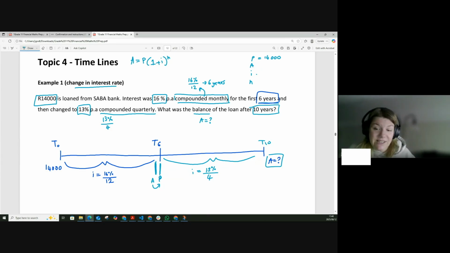So if you didn't hear what I'd suggested just now, find your A of this first 6 years. That A is going to become your P for your next 4 years.